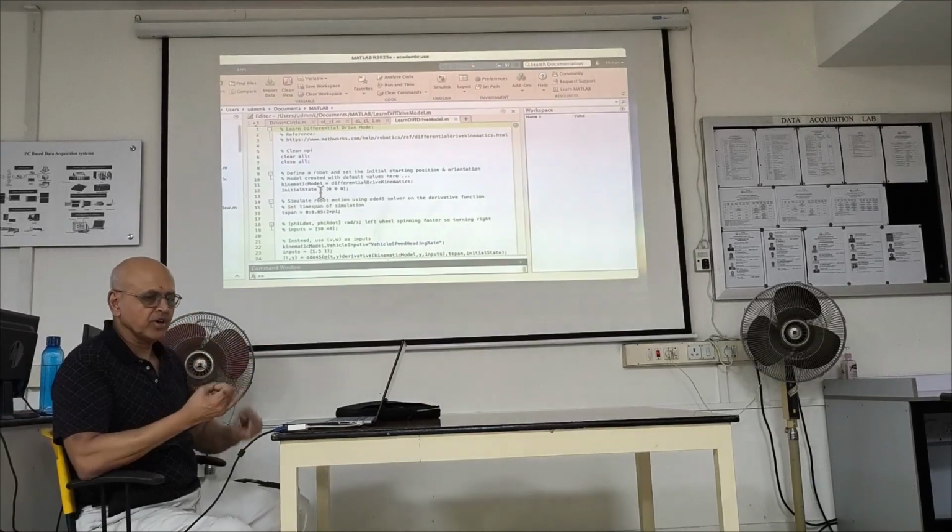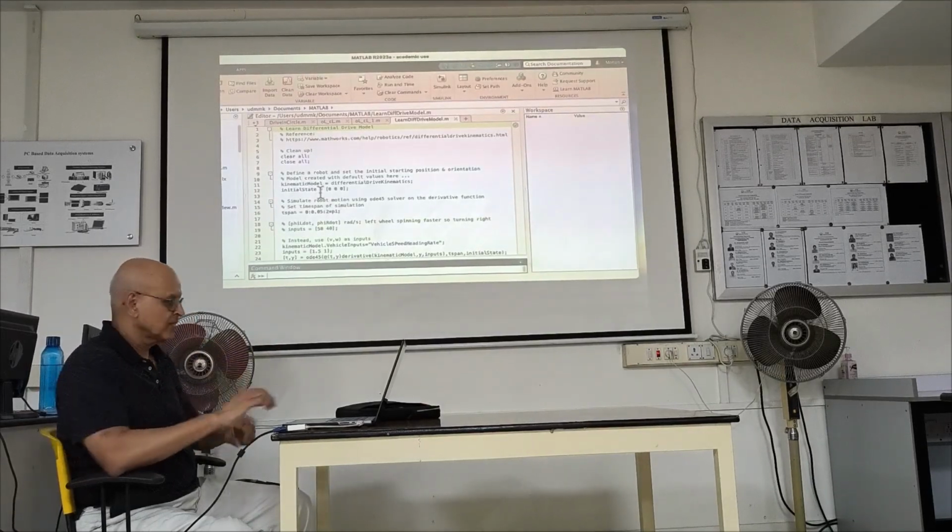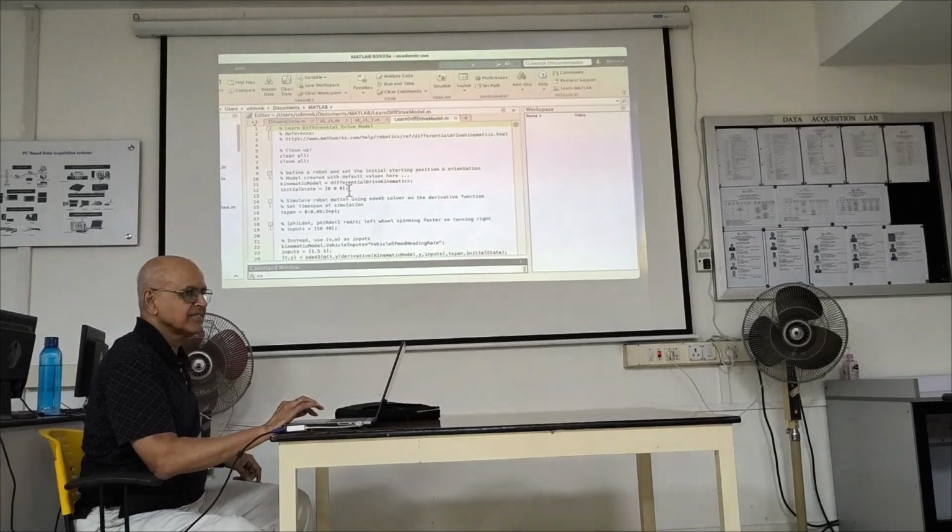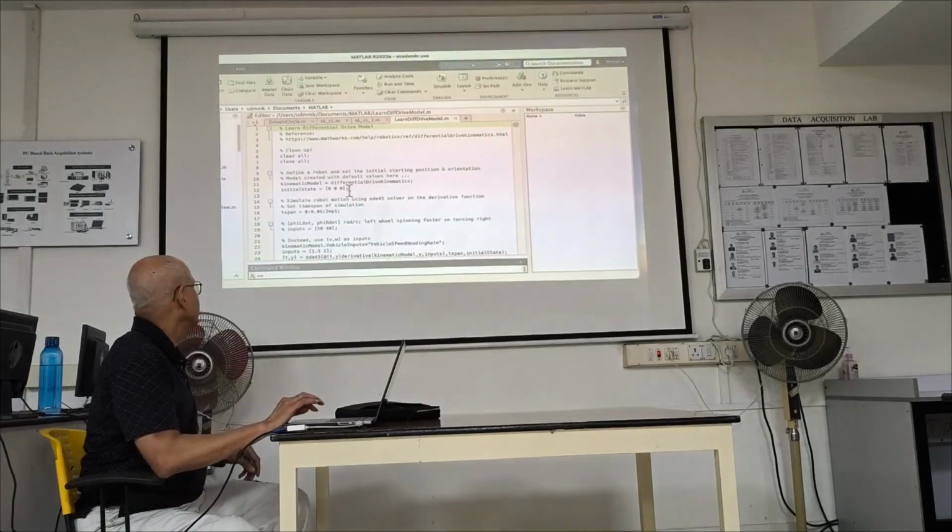Initial state means what do you want the initial x, y, theta to be. So I'm saying 0, 0, 0. You can make it anything you want. Okay?